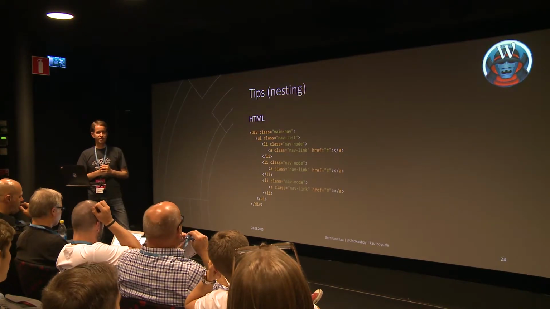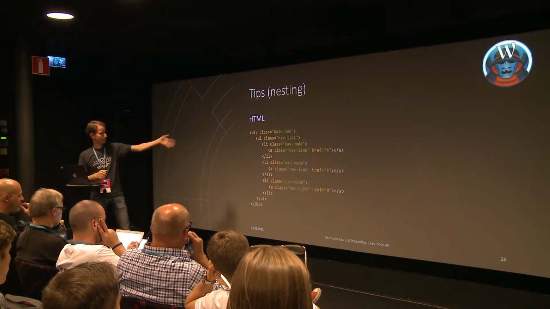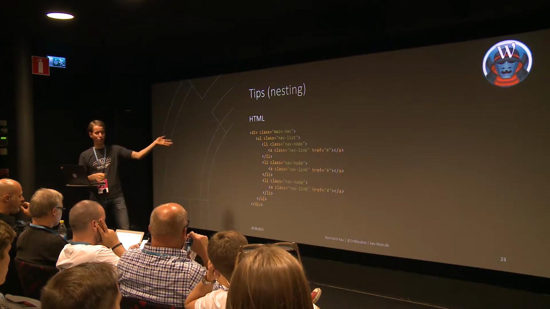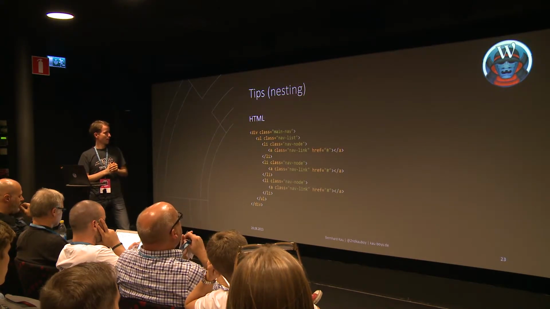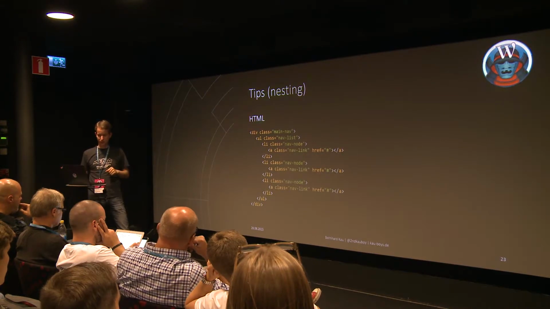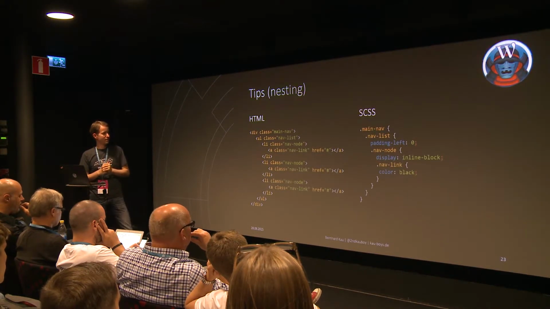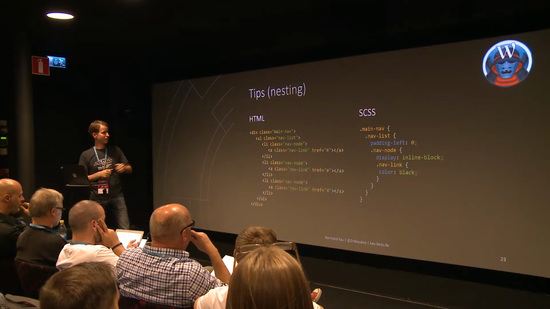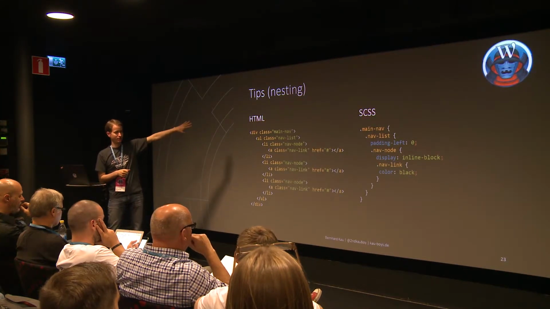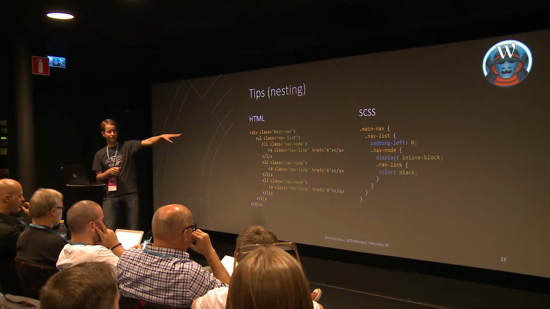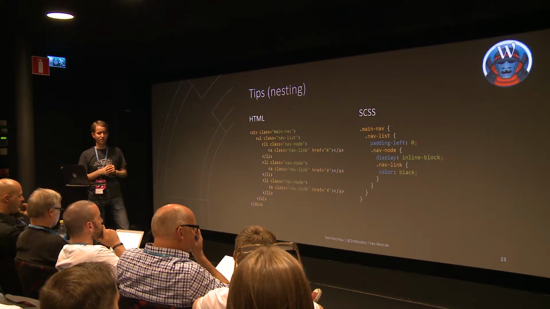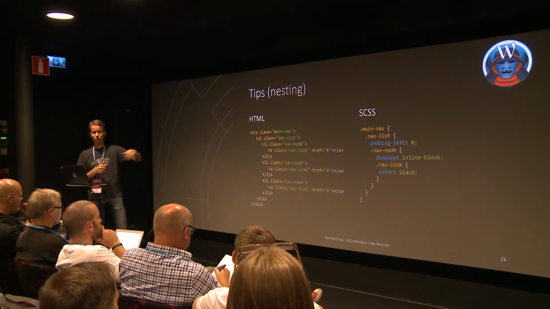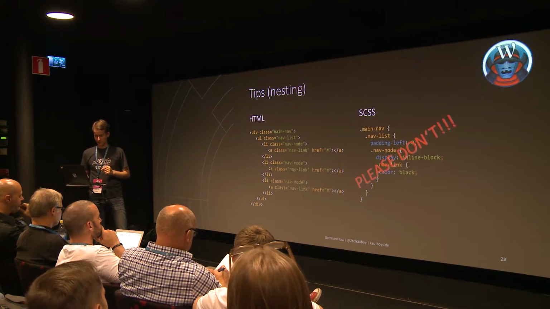Then another thing is nesting. Let's take this as an example. It's an ordinary unordered list with some navigation, usually a horizontal navigation with some floating. And in some guides you will see CSS or SCSS code like this. They take the nesting of the HTML, and they have the same nesting in SASS. Some of the guides online will tell you to do it this way. Please don't.